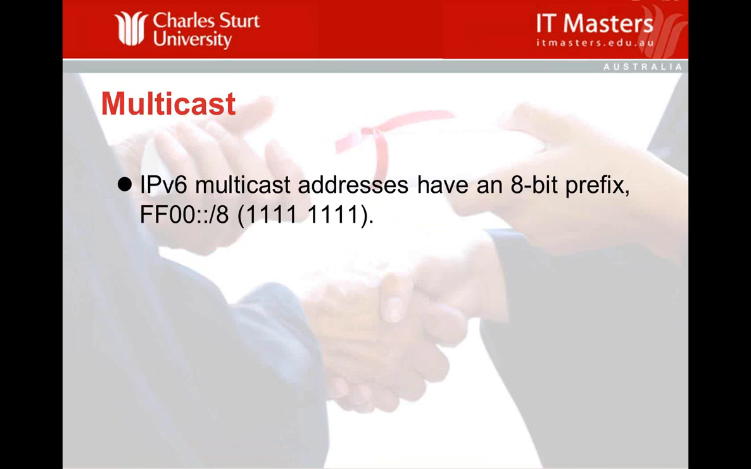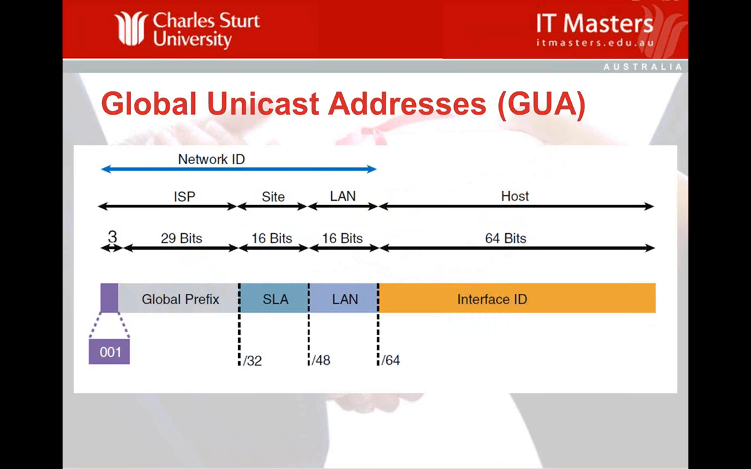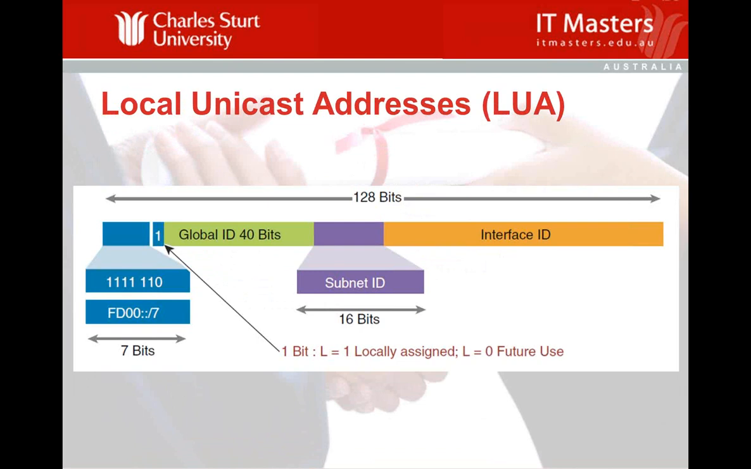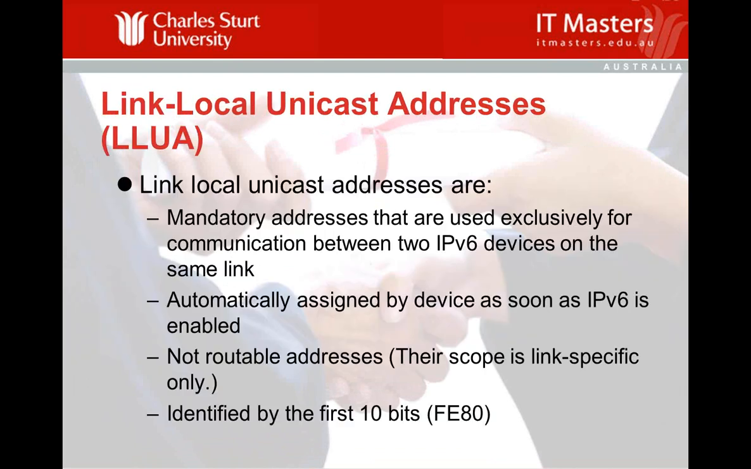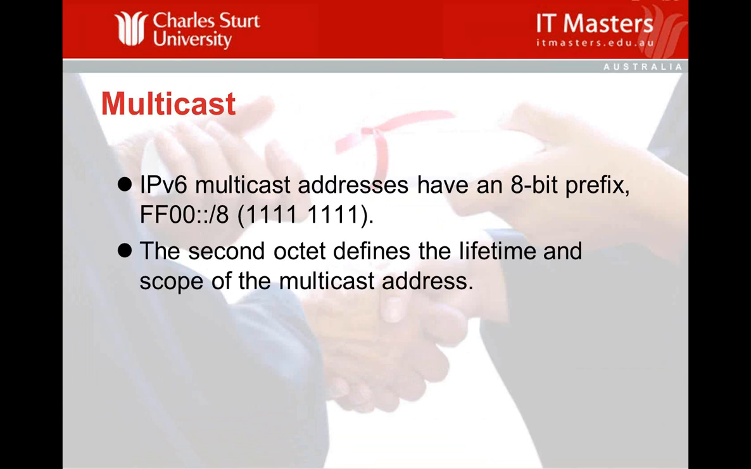Multicast addresses. IPv6 multicast addresses have an 8-bit prefix. So instead of being FE80, they look like FF00. So you need to know the different hex prefix for each of these. If we look back here, global is 2000, 2000/3. Your unique local are FD00. Your link local unicast are FE80. And your multicast are FF00. You need to know those particular bits.